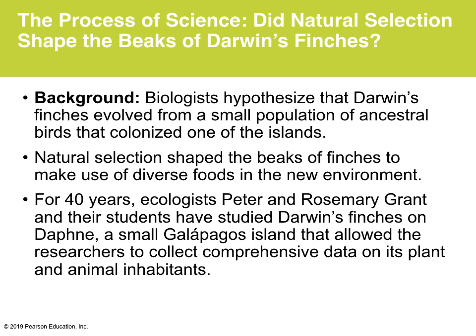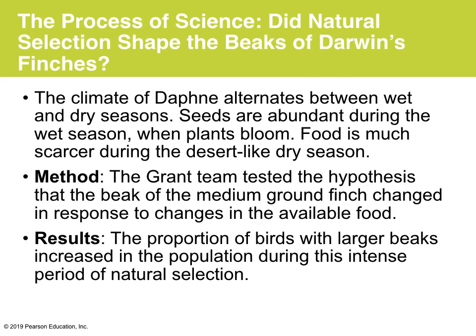And for 40 years as of this writing, I think getting closer to 50 now, these two ecologists, Peter and Rosemary Grant, and their graduate students since then, have studied Darwin's finches on Daphne. It's a very, very tiny Galapagos island. Because it's so small, it was fairly easy to collect comprehensive data on the organisms that live there. The climate of Daphne alternates between wet and dry seasons. During the wet season, lots of rain, the plants bloom, there's lots of seeds to eat. When it gets to the dry season, it's really dry, and food becomes very scarce.